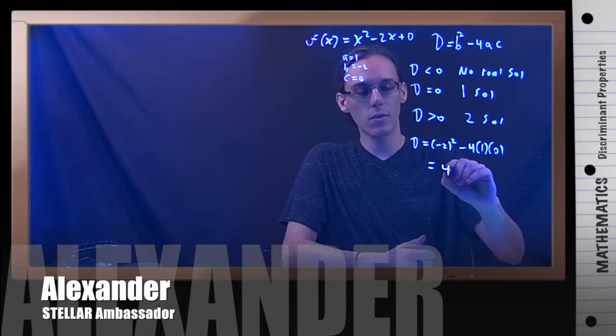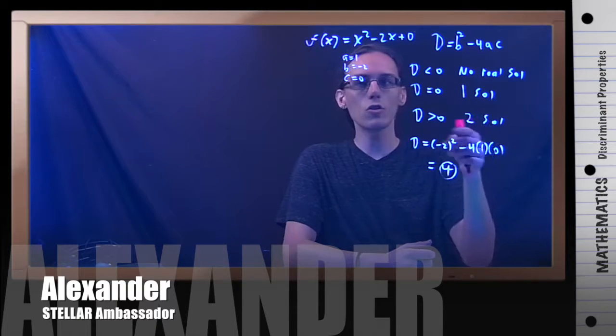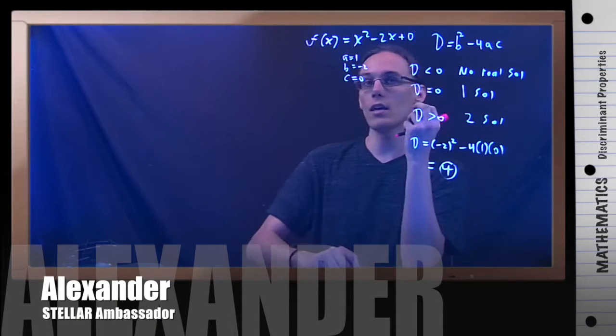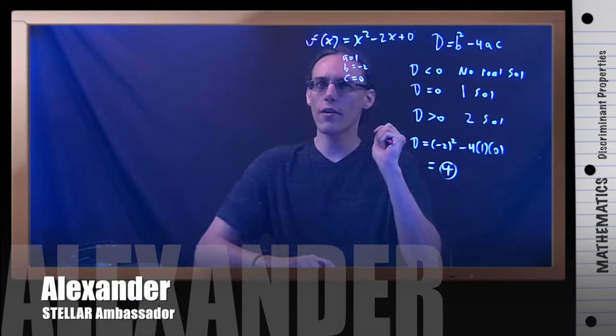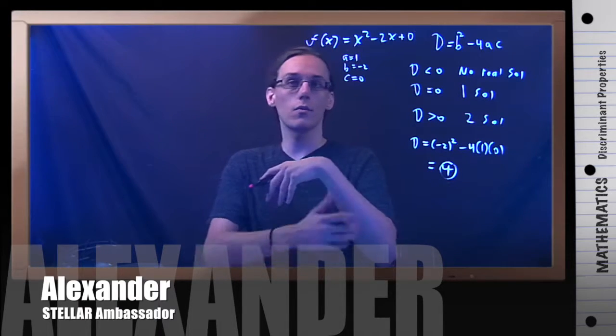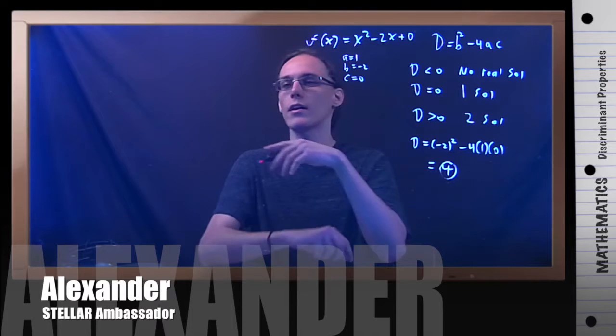So our discriminant came out to be 4, which means there's going to be two solutions for this function equaling 0. So let's go ahead and graph this and see what it looks like. We've already done what the question's asked for, but we can sort of clarify what's going on.